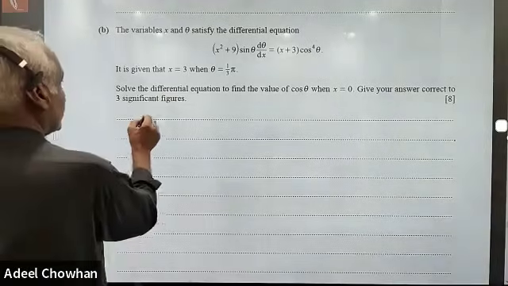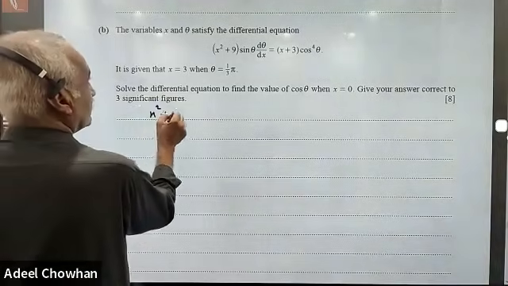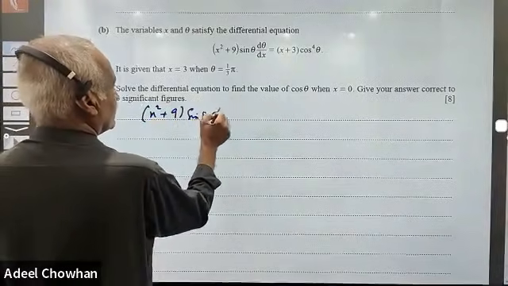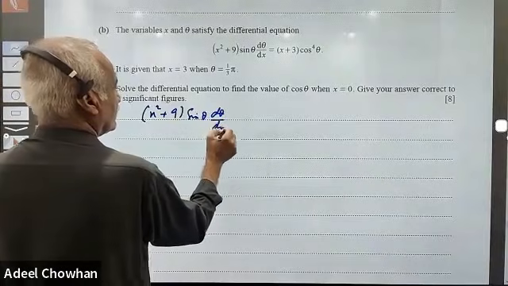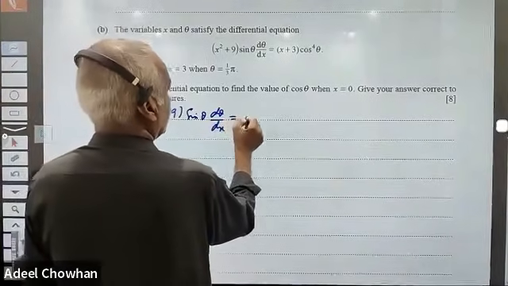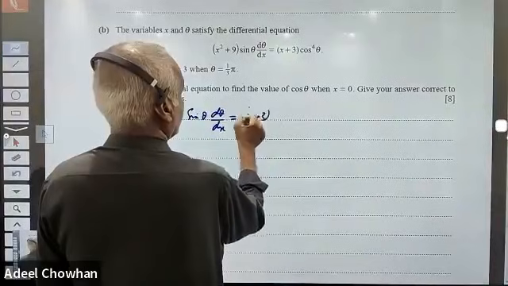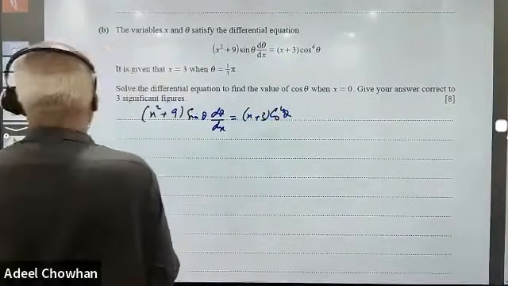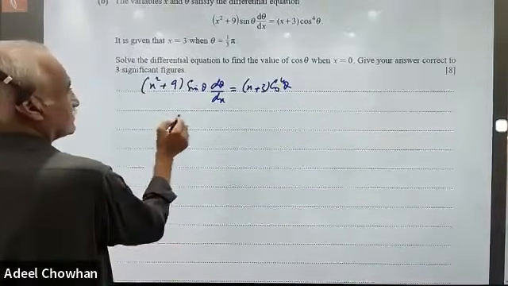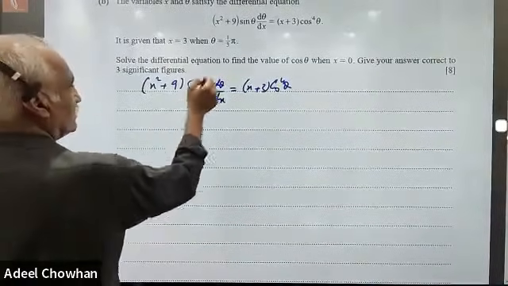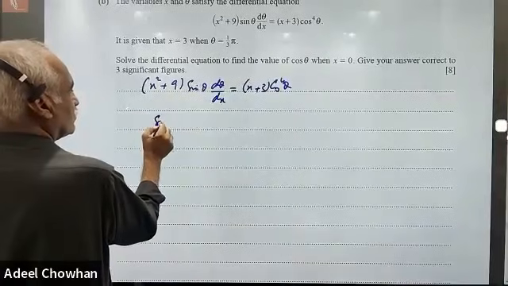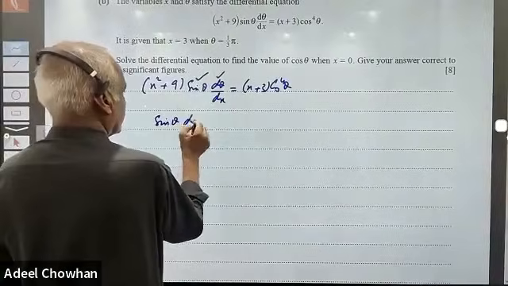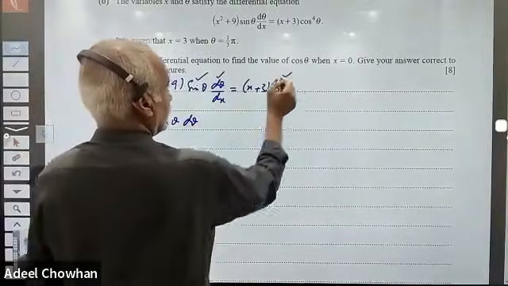So it is a differential equation given there. x square plus 9 sine theta d theta by dx is equal to x plus 3 cos of 4 theta. So we are going to separate these variables. So it should be equal to sine theta d theta. And here it is cos of 4 theta.